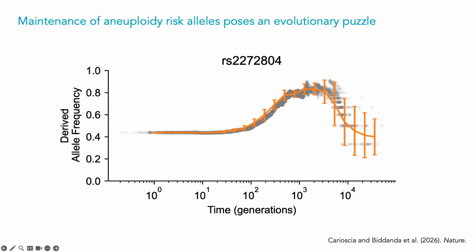Of course, we're also interested in trying to understand the evolutionary history of this variant and just this broader puzzle of how you can have genetic variants that are associated with this phenotype that seems so deleterious, right? It's related to survival and reproductive success. How can it become common in the population?